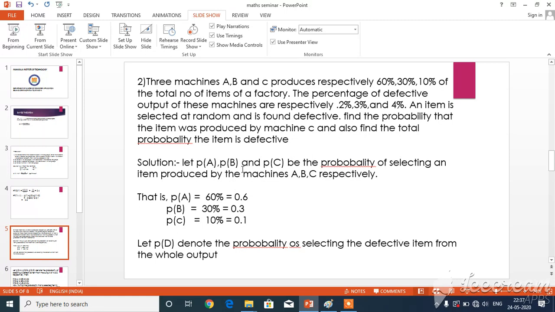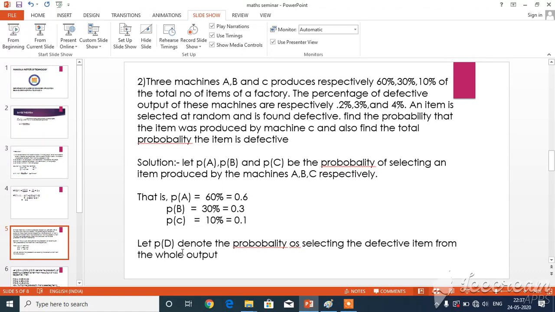First, we have to find the normal probabilities: P of A, P of B, P of C. They are given in percentages, so we have to convert them into fractions. 60 divided by 100 is 0.6, then 0.3. Here P of C is 10%, 10 divided by 100 is 0.1.